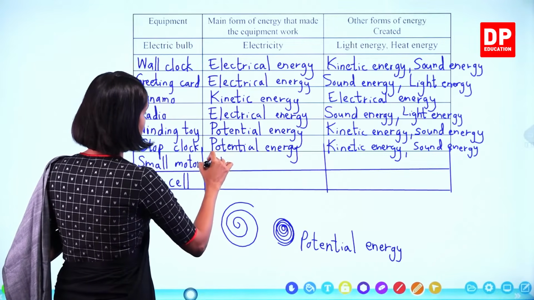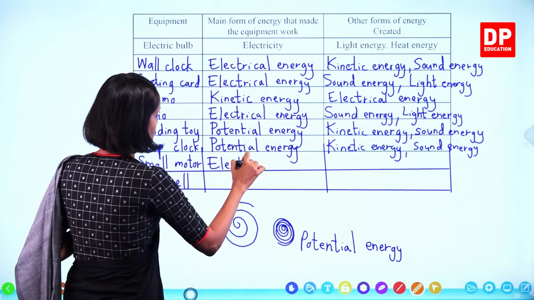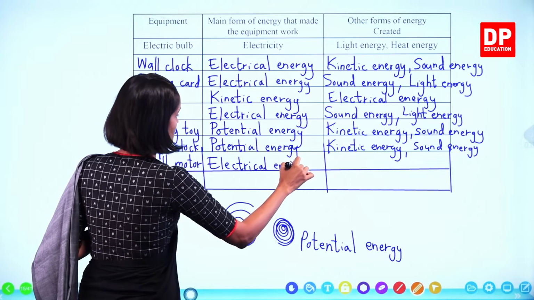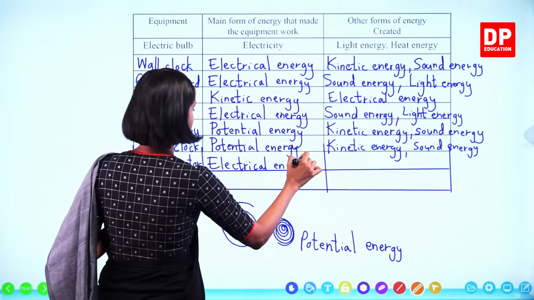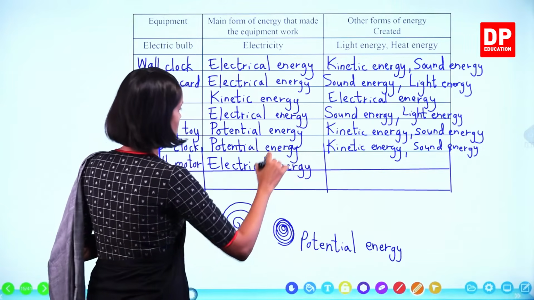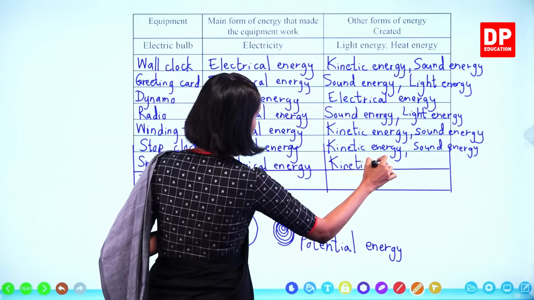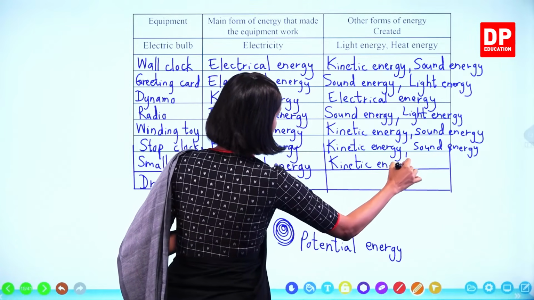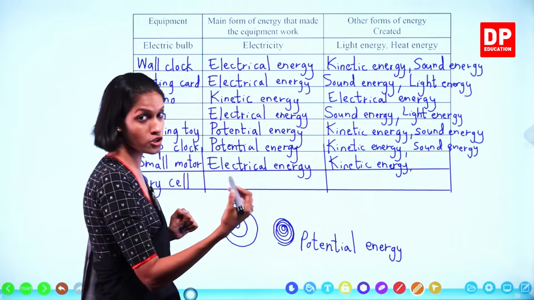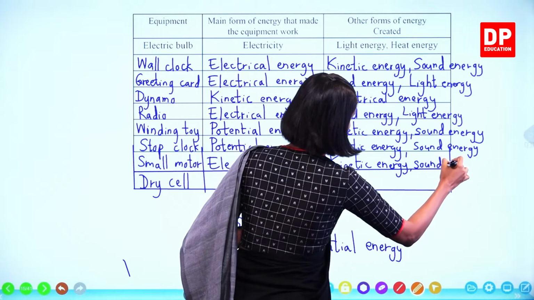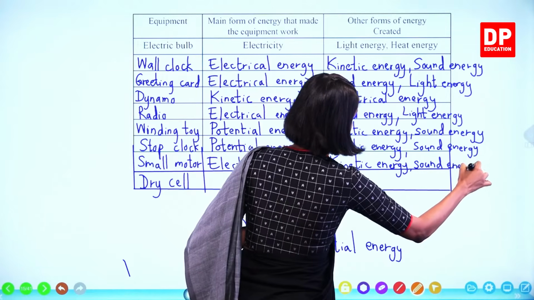Electrical energy. Kinetic energy. And also sound energy. When the motor rotates, sound is also produced, right? Sound energy.